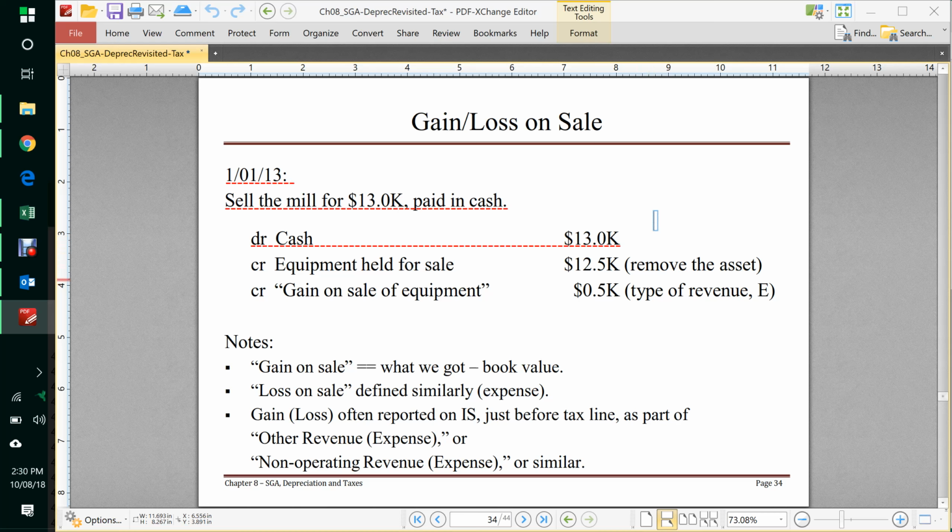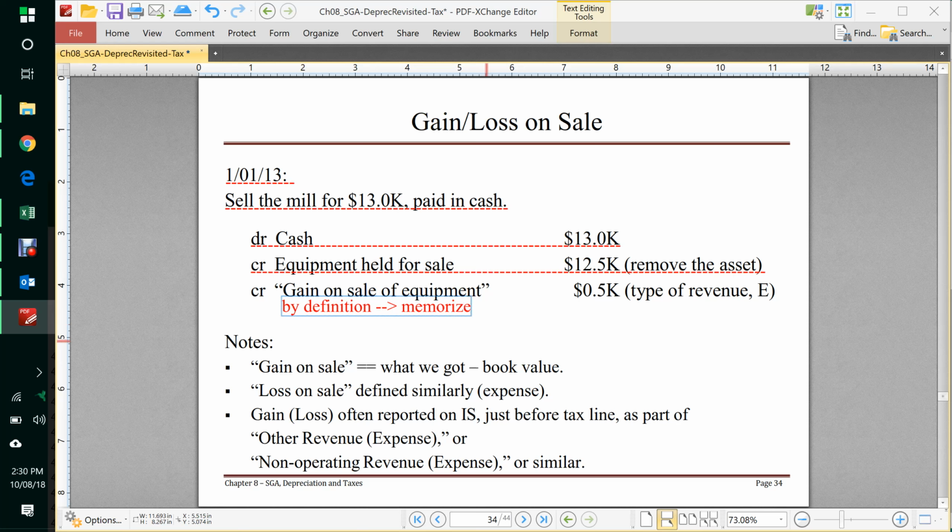Okay, so then they get the cash in this transaction, and now, as always, ask the question: do they still have this asset, this equipment held for sale asset? No, so we need to remove that. That came in at 12.5 thousand, it never changed. It goes out at 12.5 thousand. So do debits equal credits? No. So what we have to do, this is something new, and this is by definition, so that means you've got to memorize this.